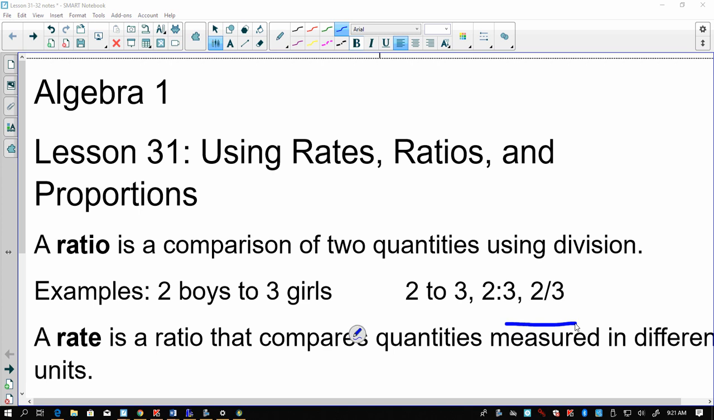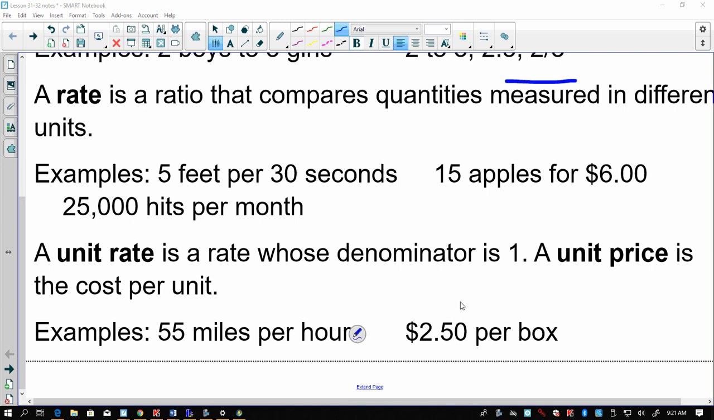So those are different rates, and rates are where we deal with a ratio of different amounts of things and even different types of units. So we can get feet per second, or how many apples for how many dollars, 15 apples for $6, 25,000 hits per month. You can look at YouTubers. They look at that kind of thing. How many likes did they get in a certain amount of time? How many views per day? Those types of things. So a unit rate is a rate whose denominator is 1.